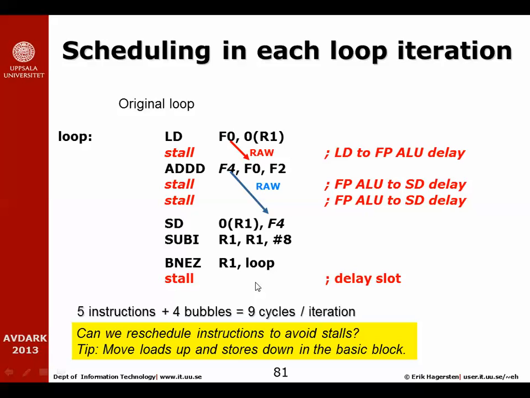So the question is, can we reschedule instructions to avoid these stalls? Now we know what slows down the pipeline. And the tip on how to do this kind of reorganization is always a simple tip. It is always to try to take the loads and move them as high up as possible in the basic block, and move the stores as far down as possible in the basic block. So here, of course, this load we can't move any further up, but this store here we should try to move as far down as possible to pull the data dependencies as far away from each other as possible.